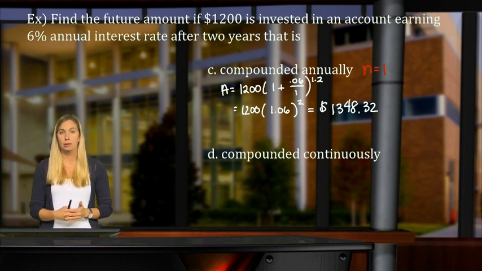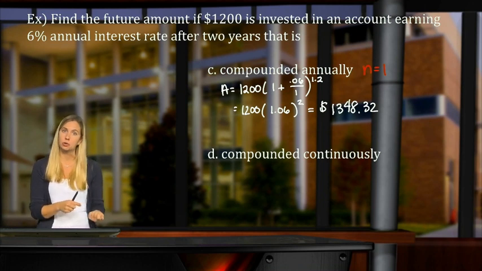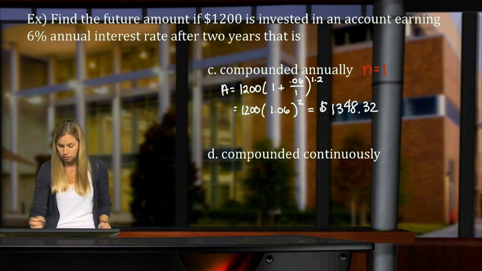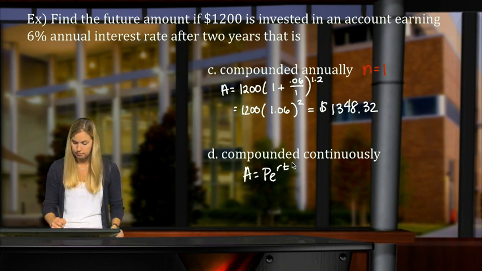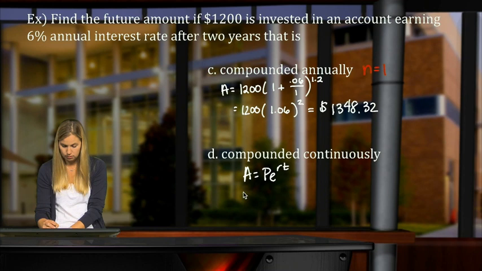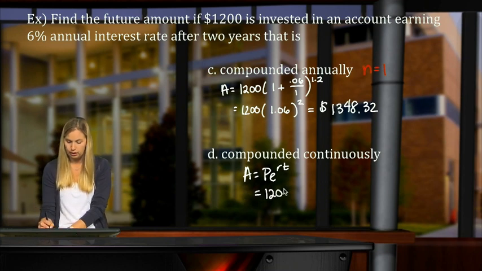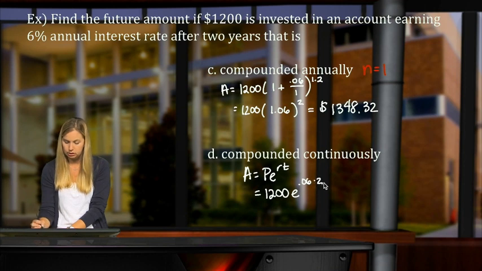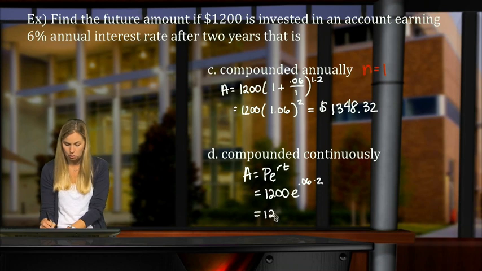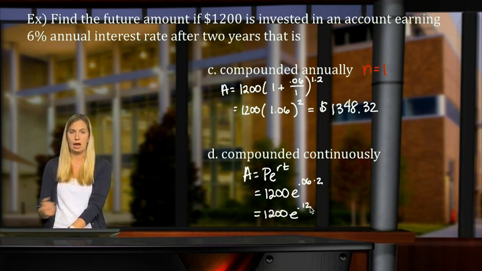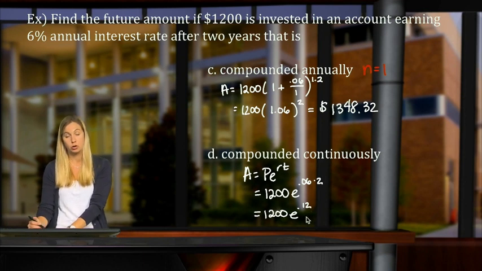If our account is compounded continuously, now we're shifting gears. We're actually going to use that other formula. A lot of times we just call it APERT. Our principal is 1200. E raised to a power of 0.06 times 2. Again, try to simplify what you can. This is 1200 times e to the 0.12. And then, again, evaluate exponents first and then multiply.